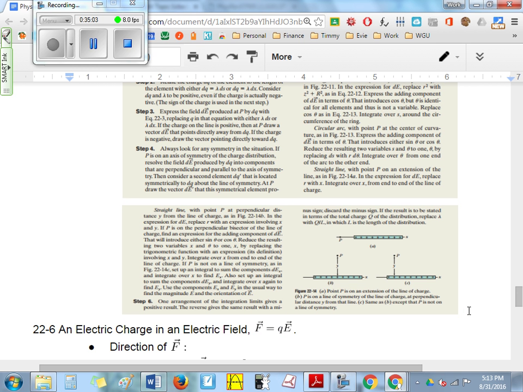So next time we will talk, you can see I've got my notes here, about 22.6, which is electric charges in an electric field, which of course means there will be a force on that charge. So we'll go back to forces, basically.